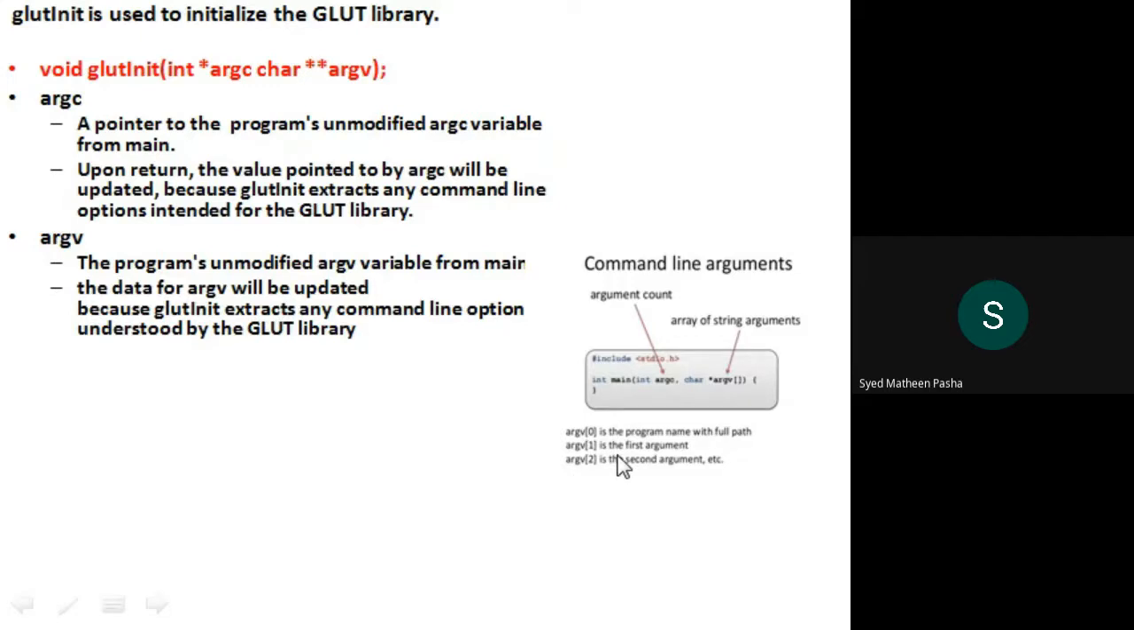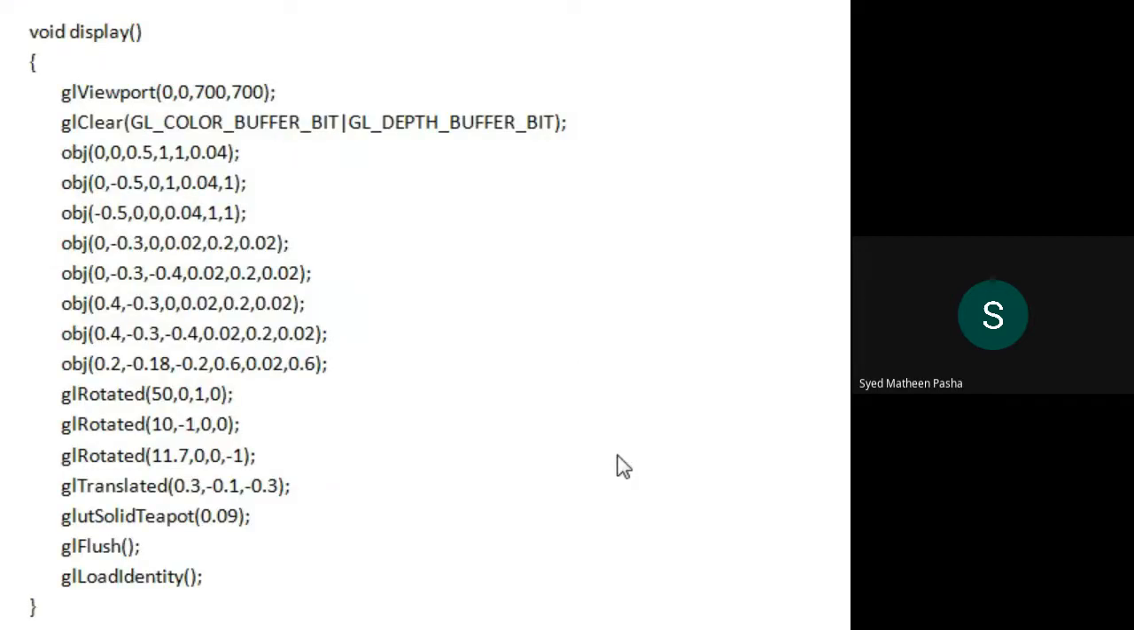So that was the basic explanation of argc as well as argv. Then, as I told, there are display functions called in the program. The first callback function is the display function. So first, I'll be defining the viewport.